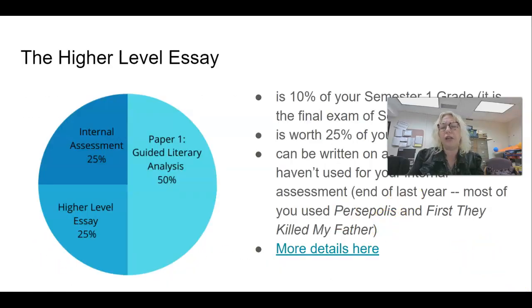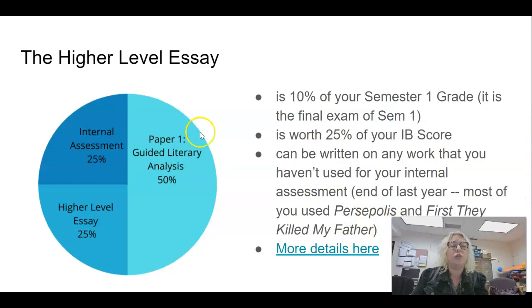All right, why are we doing all this? Well, because in the end, you do have to have a higher level essay that you turn in for this class for your first semester exam grade. It will be worth 10% of your semester 1 grade. This final higher level essay eventually is going to be worth 25% of your IB score. So here's a visual on that.